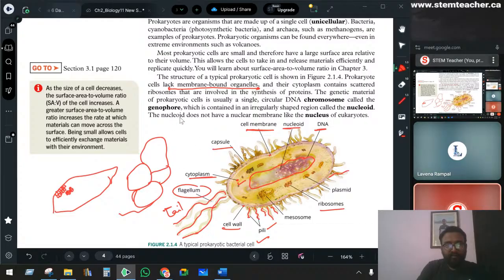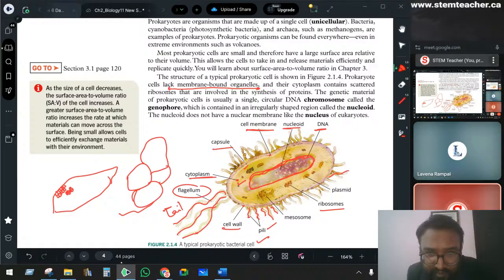And the nucleoid does not have a nuclear membrane. So there is no membrane. If there is a membrane, then you will get a structure for the nucleus. But there is no nuclear membrane, so everything is just like a jelly only. Even so, these small bubbles are there.